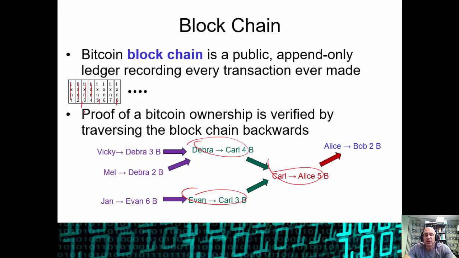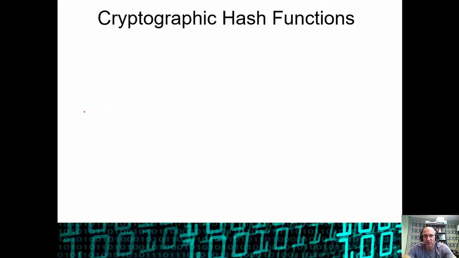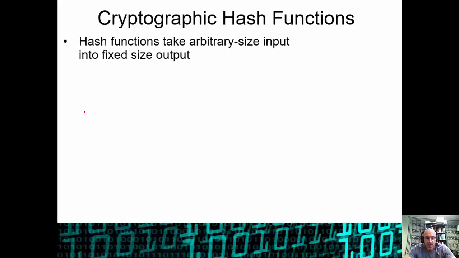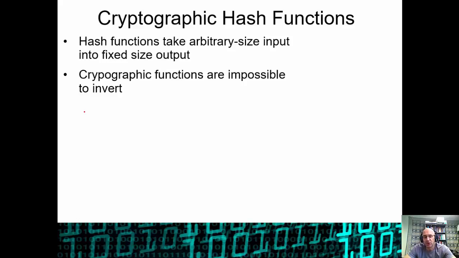We're going to look at how computers can do this very efficiently. You can imagine if you're a person reading a giant ledger like this with hundreds of thousands or millions of transactions, it would be very difficult to do. In order to do that, we have to introduce the concept of a cryptographic hash function. Hash functions in general take some arbitrary sized input and turn it into a fixed sized output. And for that hash function to be cryptographic, it needs to be impossible to invert, which means go in the reverse direction.